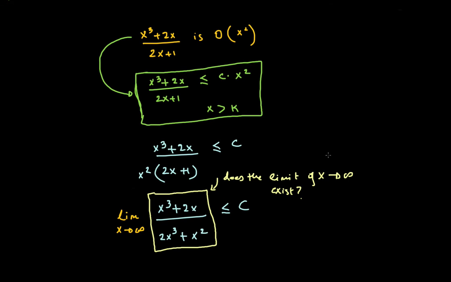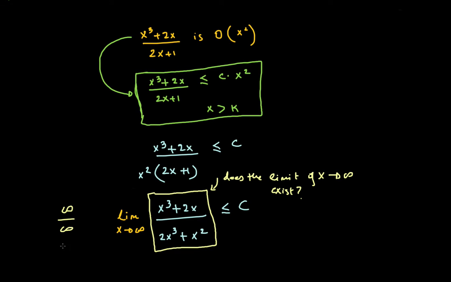Okay, so let's try this. When I plug in x as infinity, one thing I can see is that this happens to be an indeterminate form of infinity over infinity. So this becomes infinity cubed plus 2 times infinity, that's the numerator, which is infinity, over, again, infinity cubed times 2 plus infinity squared, which is also an infinity.